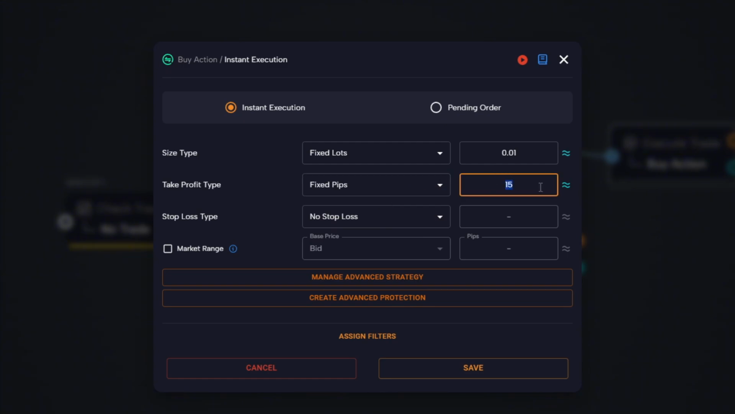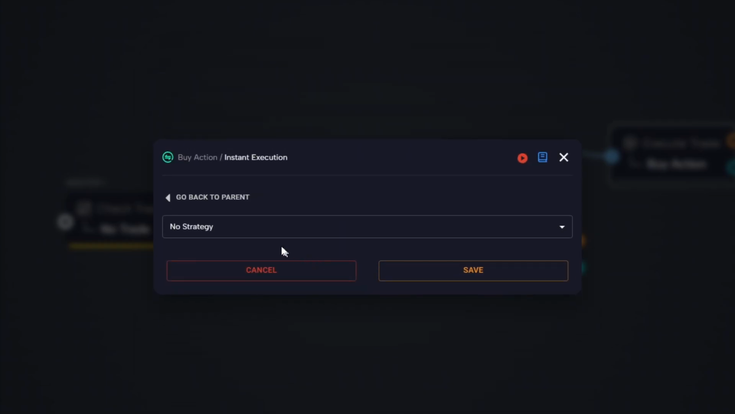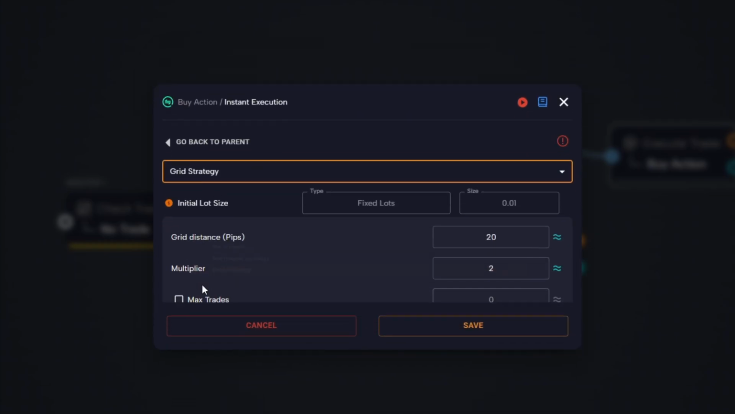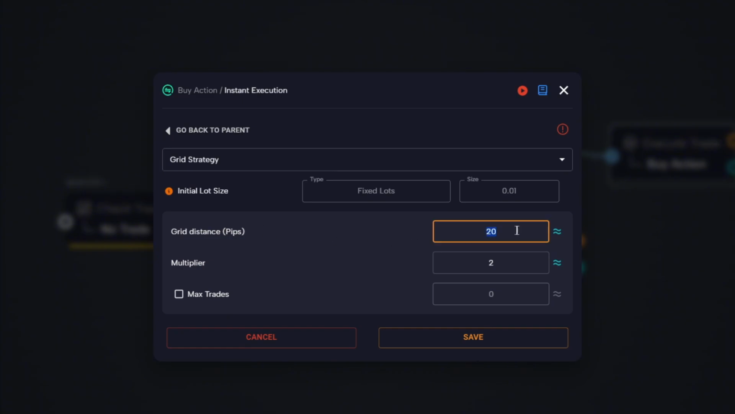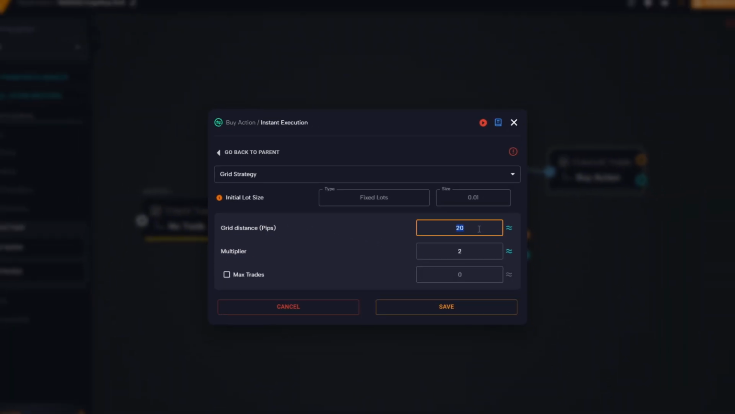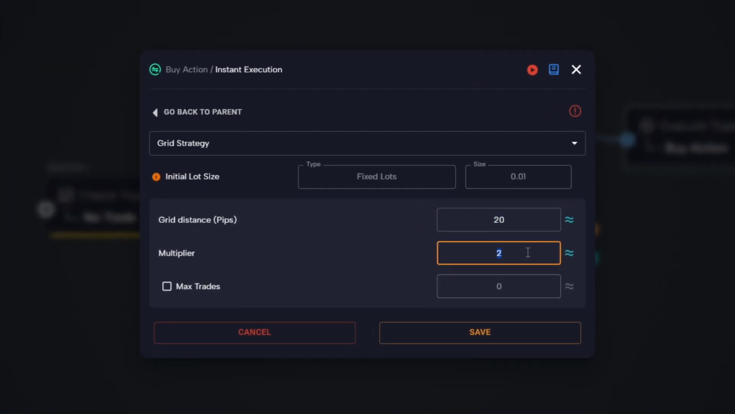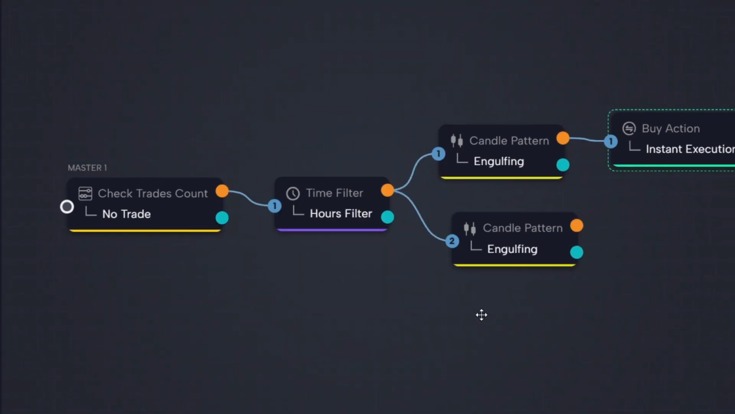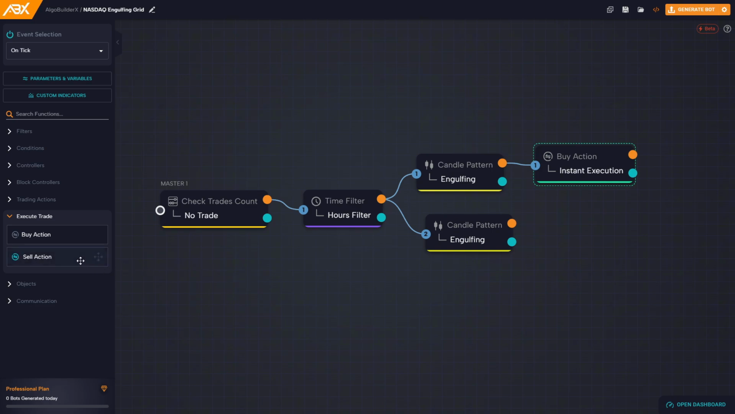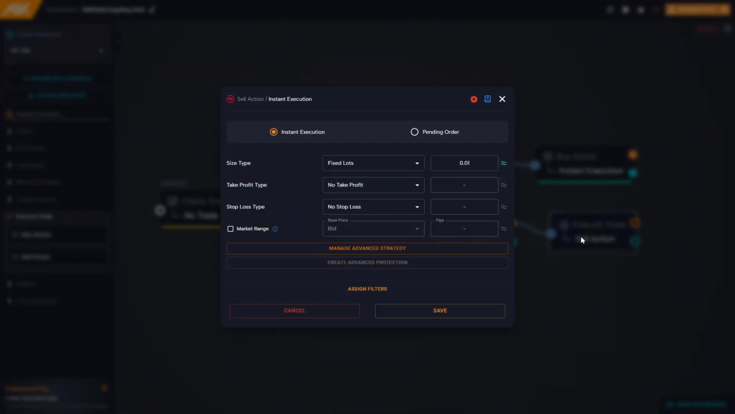Take profit is set to 5 pips to secure quick profits on each trade. No stop loss, since the grid strategy will manage trade recovery. Grid distance is set to 20 pips, ensuring the bot opens new trades only at defined intervals. Grid multiplier is set to 2, meaning each new order will be twice the size of the previous one. We repeat the same process for the sell action block, linking it to the engulfing bearish pattern.